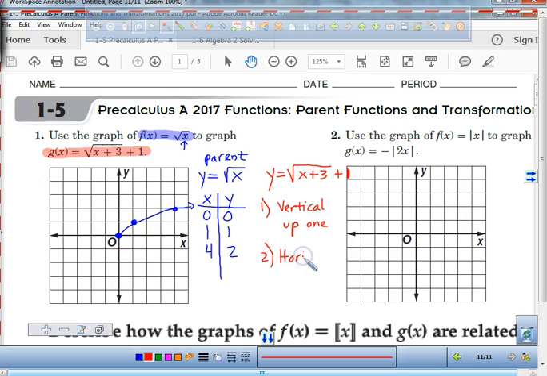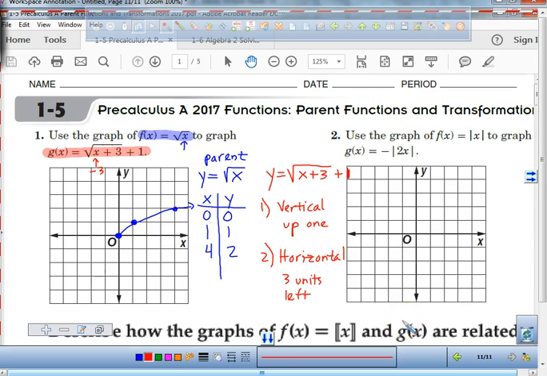Now this is where students will have to think a little bit harder. We've got to figure out which direction it's going to go. But what number would I have to plug in here to get this back to 0? -3. That's my hint for you. So we're going to have 3 units to the left. That's the horizontal translation.